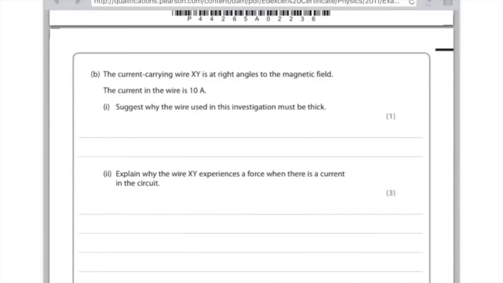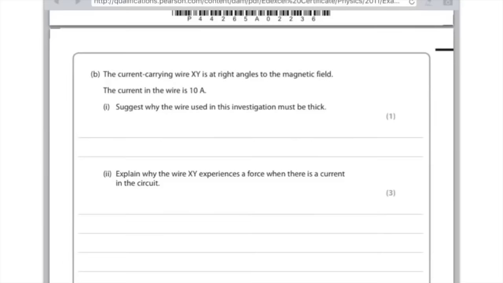The current carrying wire XY is at right angles to the magnetic field. The current in the wire is 10 amps. Suggest why the wire used in this investigation must be thick. Any sensible suggestion? So otherwise a large heat might cause it to melt if it was too thin, or you could say a thicker wire is used to reduce the resistance, or you could say that it doesn't sag or bend.